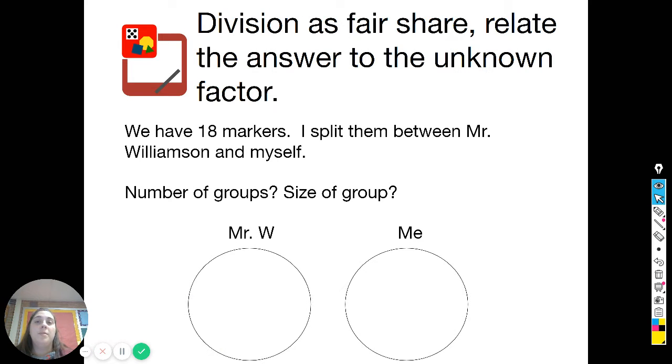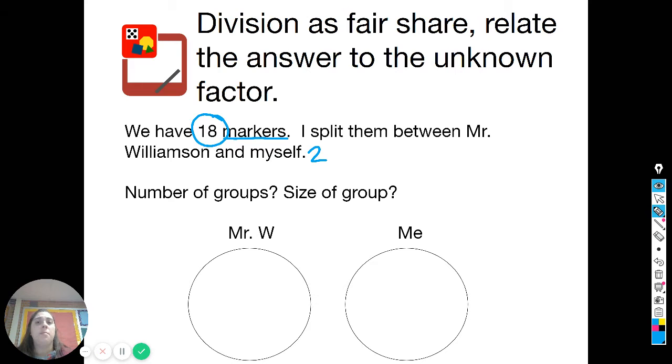Okay, so we're going to talk about division as fair sharing, and we're going to relate the answer to the unknown factor. We have 18 markers. I'm going to do something that I like to do to help myself keep track of numbers. I'm going to circle that number. 18 markers. I split them between Mr. Williamson and myself. So Mr. Williamson and myself, that's 2 of us. So I'm just going to put a 2 right there.